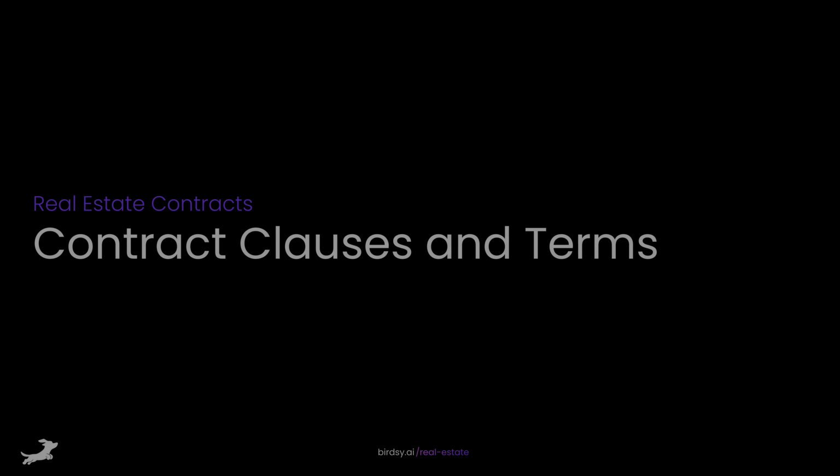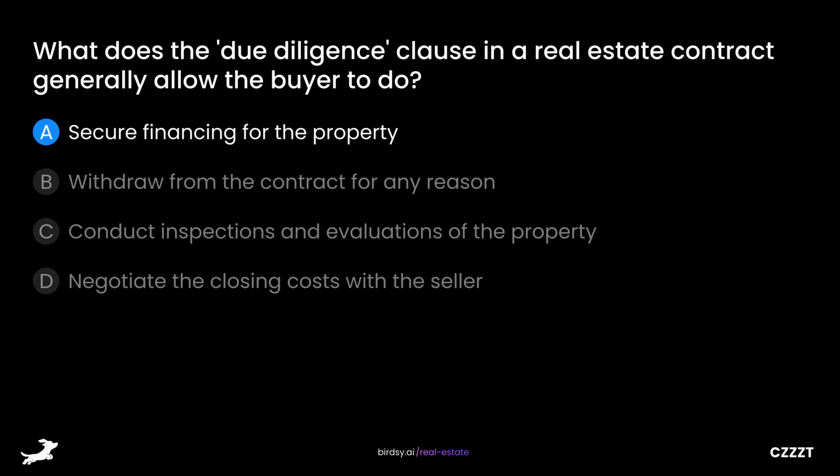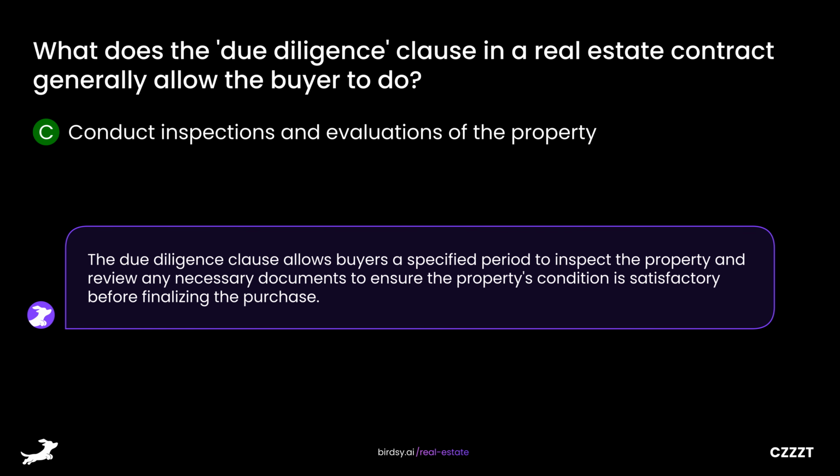Contract clauses and terms. What does the due diligence clause in a real estate contract generally allow the buyer to do? Is it A, secure financing for the property, B, withdraw from the contract for any reason, C, conduct inspections and evaluations of the property, or D, negotiate the closing costs with the seller? The answer is C, conduct inspections and evaluations of the property. The due diligence clause allows buyers a specified period to inspect the property and review any necessary documents to ensure the property's condition is satisfactory before finalizing the purchase.